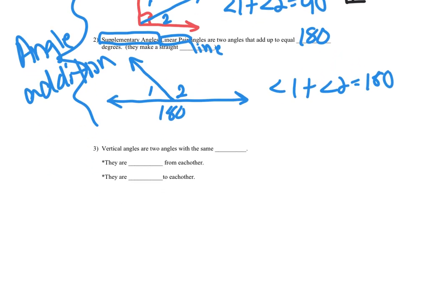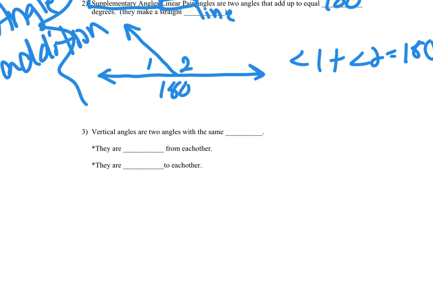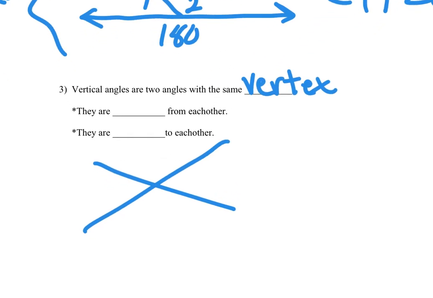Okay, something a little bit different is what's called vertical angles. Vertical angles are two angles with the same vertex. And generally speaking, when we're talking about a pair of vertical angles, it usually looks something like that, where we have a cross or an X kind of a thing. And what it creates is 1, 2, 3, 4 angles inside of those two lines. And basically vertical angles are across from each other.